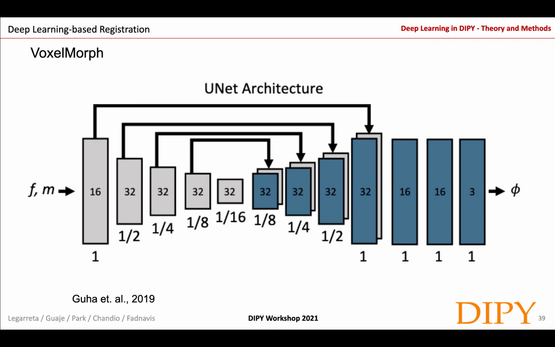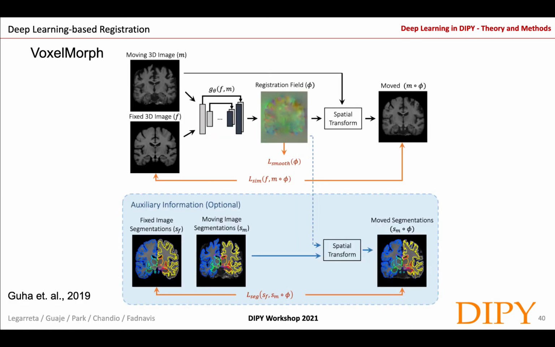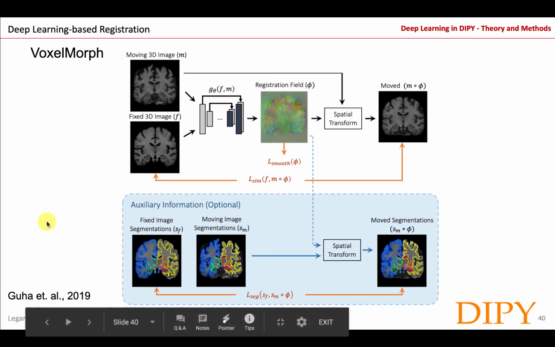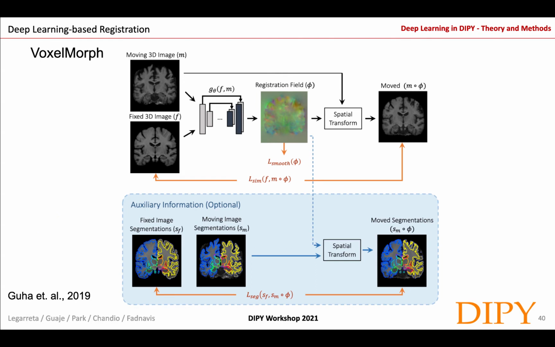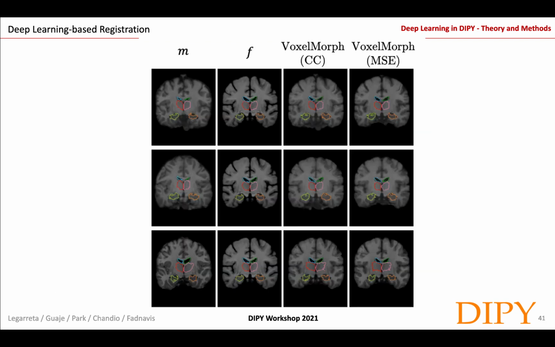They further propose to use auxiliary information, such as anatomical segmentations that were available at training time for a subset of the data, to learn network parameters and improve registration. Here are some results from the paper, where we have the moving and the fixed image, the VoxelMorph output with cross-correlation cost function, and in the last column the VoxelMorph output with mean squared error cost function used in the training.